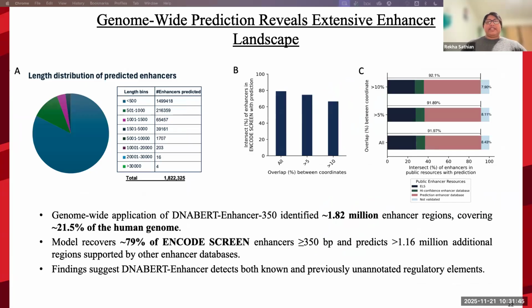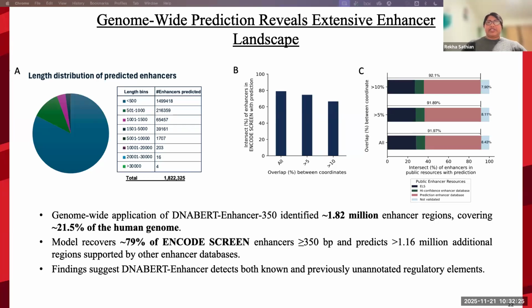Now, we further evaluated the robustness of our model by applying DNABERT-Enhancer 350 across the entire human genome, which led to the identification of approximately 1.82 million enhancers of varying length, and it collectively spans over 21% of the genome. Since our model is trained only on 5% of the SCREEN data, we compared our prediction to its entire collection, and we observed that our prediction recovered nearly 79% of all enhancer annotation.